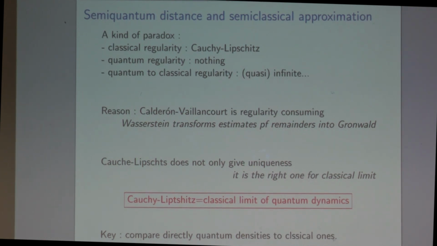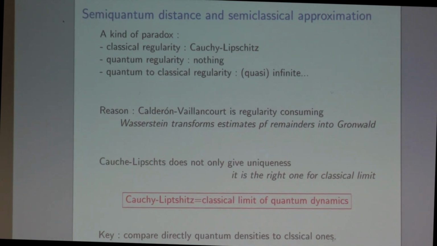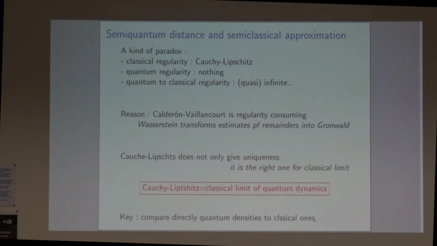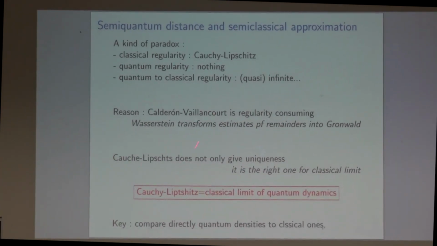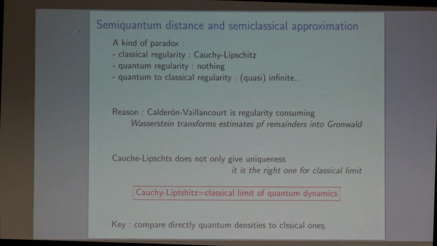All the methods we have up to now were doing this. You need a lot of derivatives of the potential to be bounded. And the reason for this, for people who know, is that you have to use the Calderon-Vaillancourt theorem. At one point, you have to estimate a remainder, which you know its symbol, a pseudo-differential operator, and then you need to use Calderon-Vaillancourt. And Calderon-Vaillancourt is very regularity consuming.